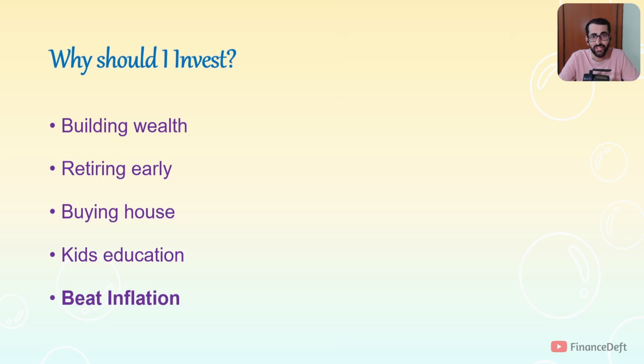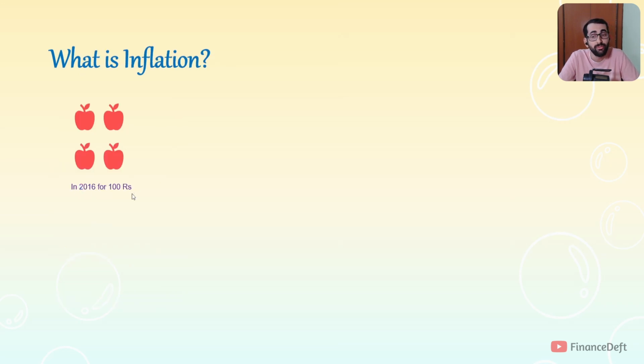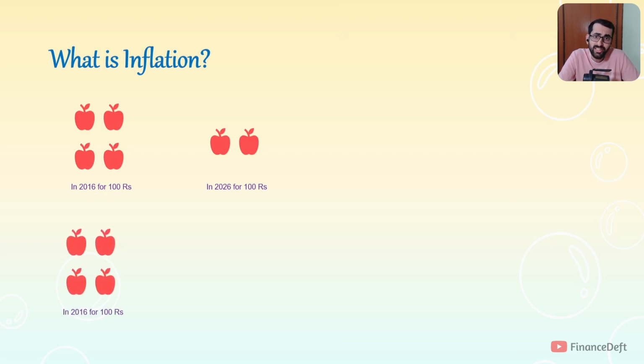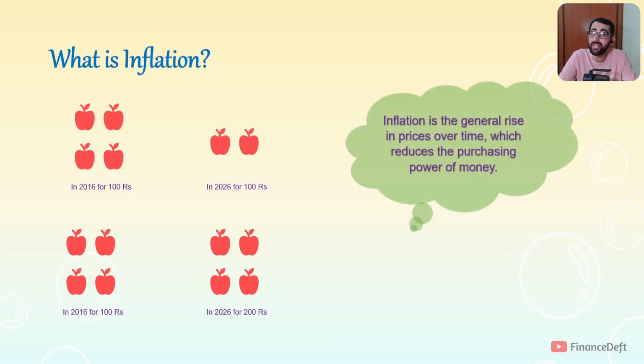So, what is inflation? Let us say in 2016, you could buy 4 apples for 100 rupees. And today in 2026, you'll be able to buy only 2 apples for that same 100 rupees. Why is that the case? Because the money has lost its purchasing power. We can illustrate this in a different way. In 2016, to purchase 4 apples, you needed 100 rupees. And to purchase the same apples today in 2026, you will need 200 rupees. That means the cost has doubled in 10 years. So this constant rise in price, which reduces the purchasing power of money, is called inflation.